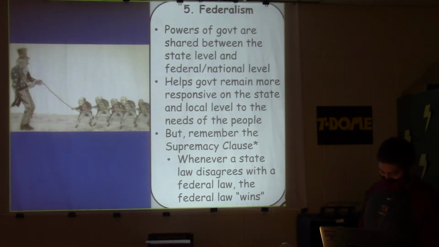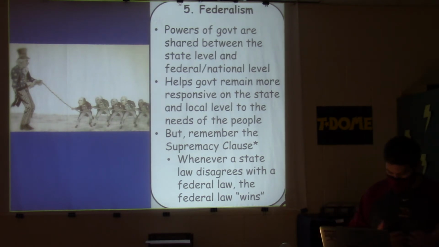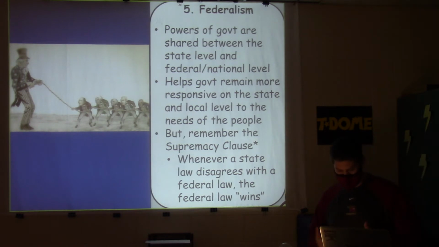Then we go to 5, federalism. We've already covered this as well. It is pretty much dividing government between states and federal or national government. So powers of government are shared between the state level and the federal national level. This helps government remain more responsive on the state and local level to the needs of the people. But you have to remember the supremacy clause, which was our exit ticket last time we were together. The supreme law of the land is the federal law. Okay? So whenever a state's law disagrees with the federal law, the federal law always wins.